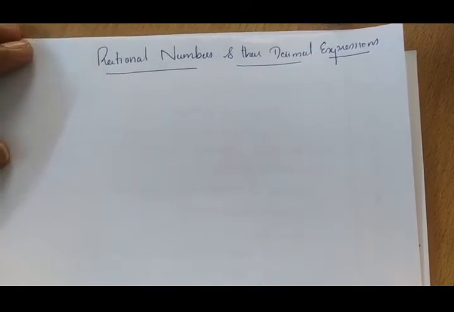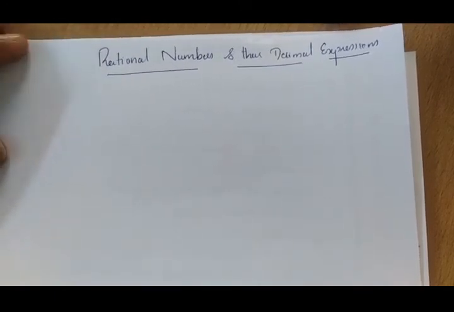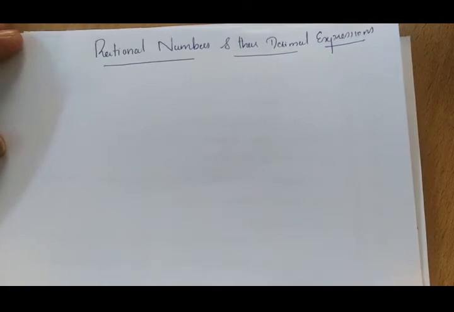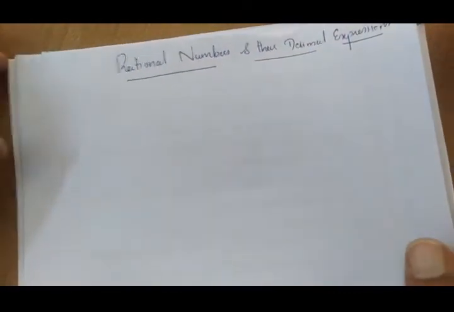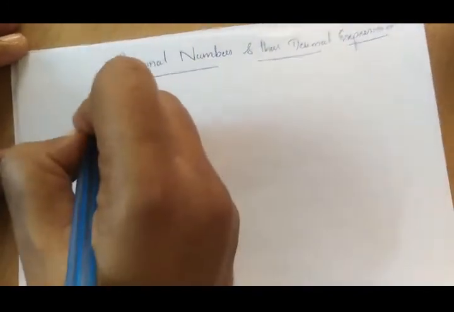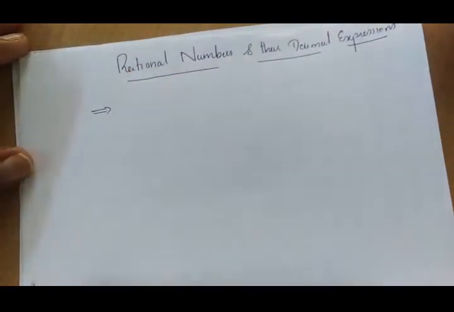Today we are discussing rational numbers and how to represent them in decimal form. First we go to rational numbers. In previous classes we discussed many times what a rational number is. Once again, I am telling what a rational number is.